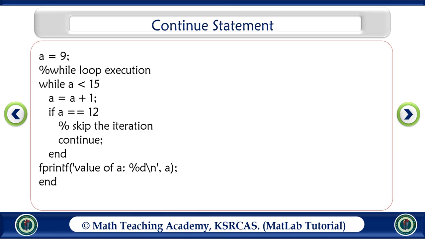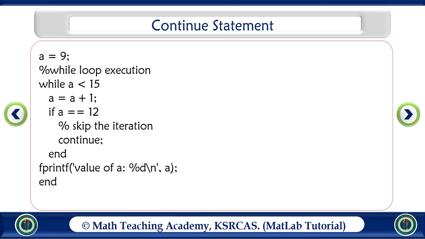Then the control will transfer to the next statement, that is end. When this end is executed, the control will again transfer to the while command, while a < 15. Now the present value of a is 10, so 10 less than 15 is true. That is why the control will go to the next statement, a = a + 1. So a = 10 + 1 will become 11, and 11 is stored in the variable a. Then the next command is if a == 12. The present value of a is 11, and 11 equal to 12 is not true. That is why the statements in between if and end are skipped. The control will transfer to fprintf('value of a: %d\n', a). So the value of a, 11, is displayed on the screen, and then the control will transfer to the next statement, end.